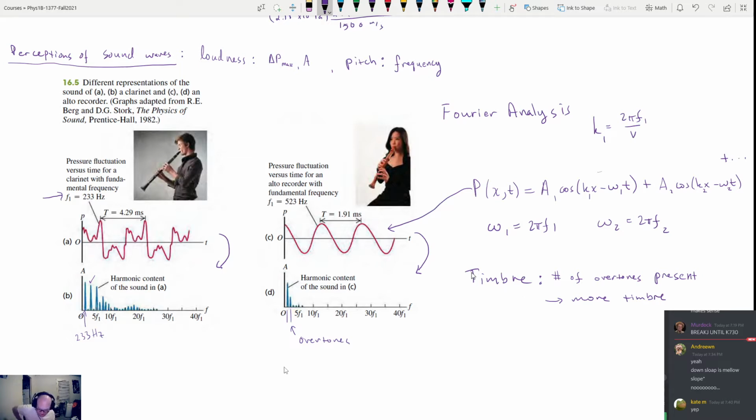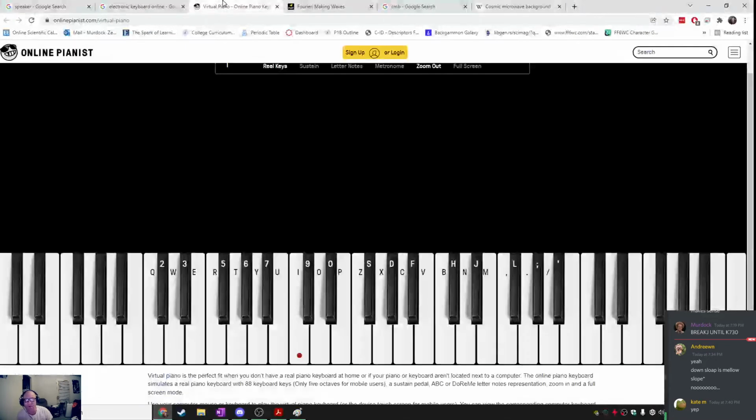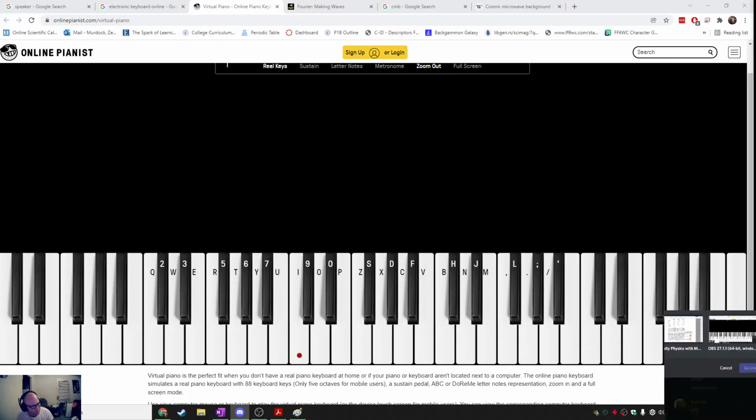Now, how does this work? How can you have all of these different frequencies coming together and it doesn't sound like just garbage? Well, the way that works, let's see if I still have this pulled up here, is if I have this virtual piano, I'm pretty sure that I need to change the screen or else you won't be able to hear this. So we're going to change windows to this virtual piano. Okay.